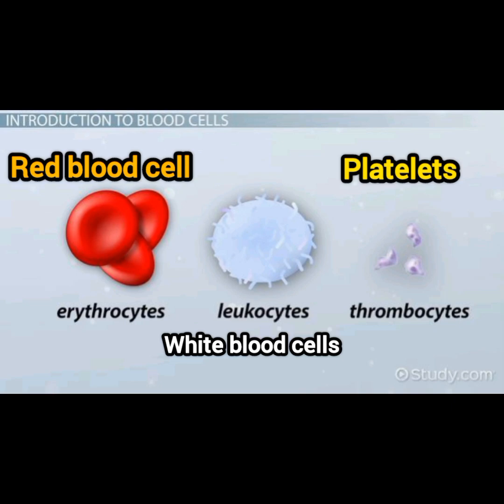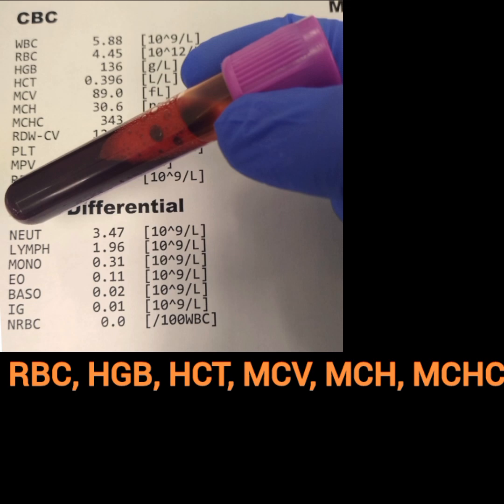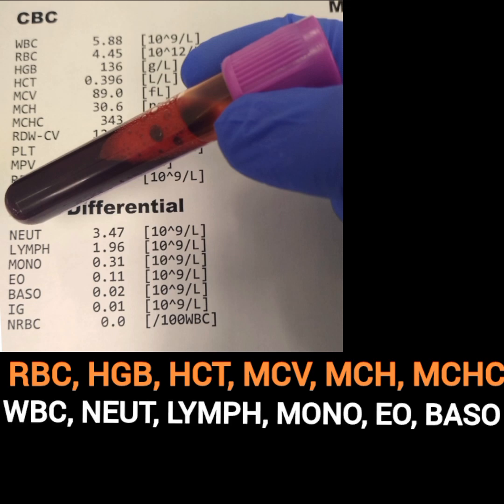The components we focus on are the red blood cells, or the red cell count, the hemoglobin, the hematocrit, the mean corpuscular volume, mean corpuscular hemoglobin, mean corpuscular hemoglobin concentration. And with the white blood cells, we focus on the neutrophils, lymphocytes, monocytes, eosinophils, and the basophils. And with the platelets, we focus on the platelet count.